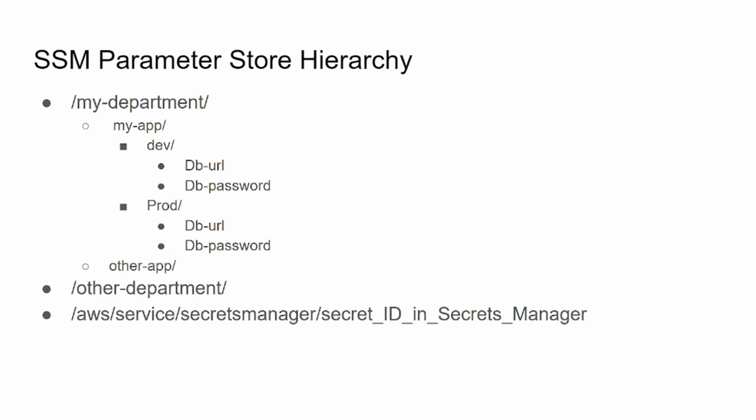So if you take an application, for example, our dev lambda function is going to have an IAM role that allows it to access the DB URL and DB password within the dev of my app. And then if you have a prod lambda function, thanks to again a different IAM policy and maybe some environment variables, you can access the prod db URL and prod db password of another path.